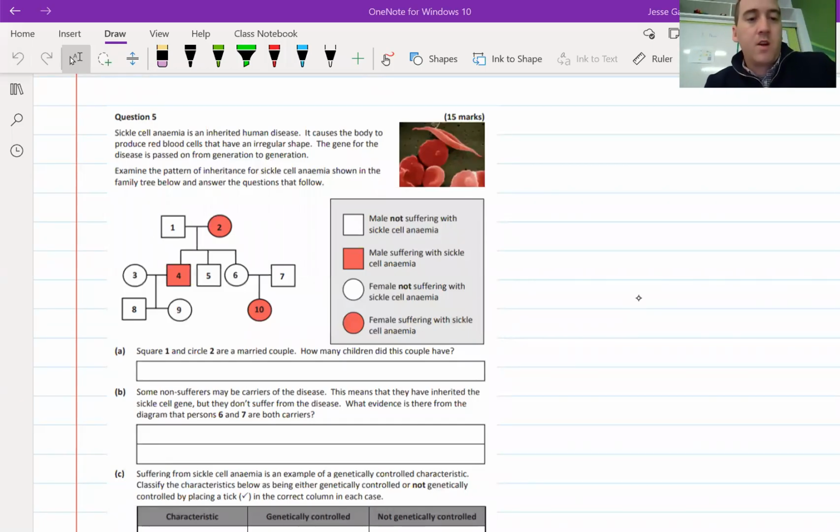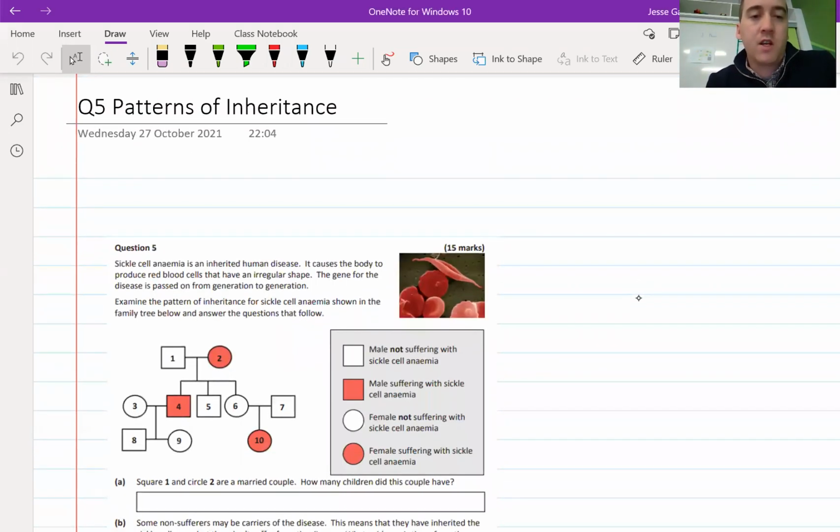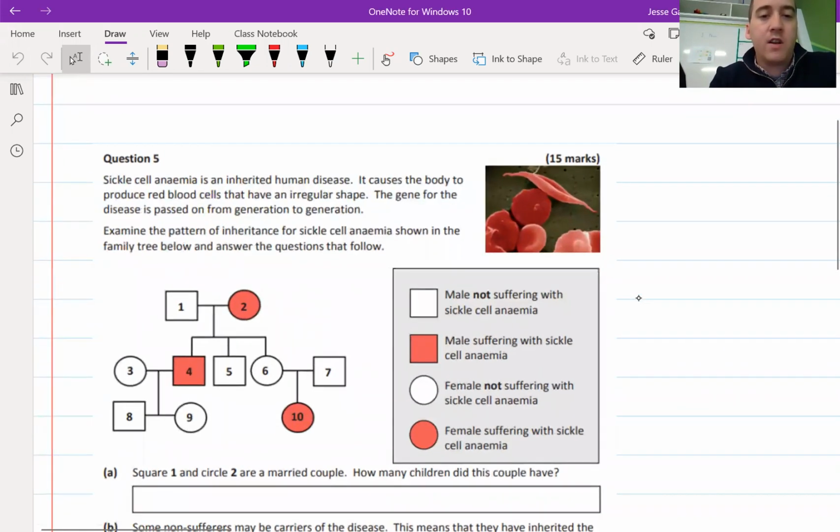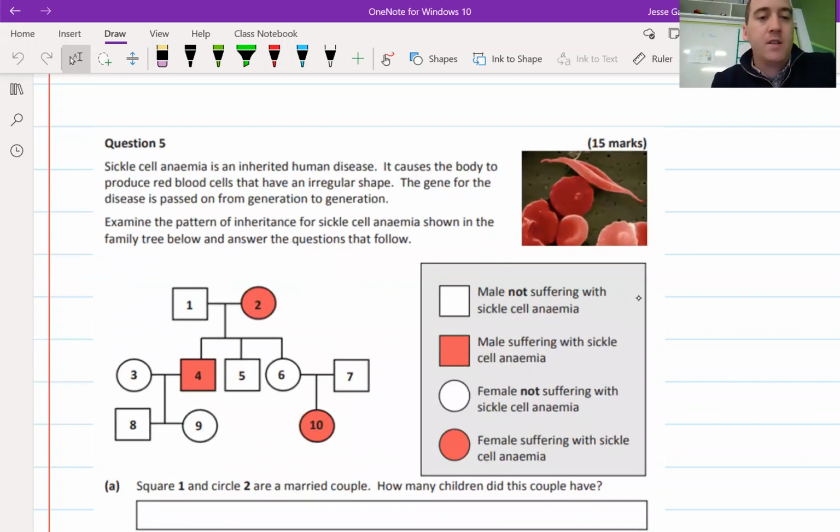This video, we're going to do some guided exam question practice on question 5 from the 2019 Junior Cert Science paper. It was on the topic of patterns of inheritance. These are how different characteristics get inherited when reproduction happens. So there's a little bit of text here that we have to navigate, and we have to learn what's important, what's not important.